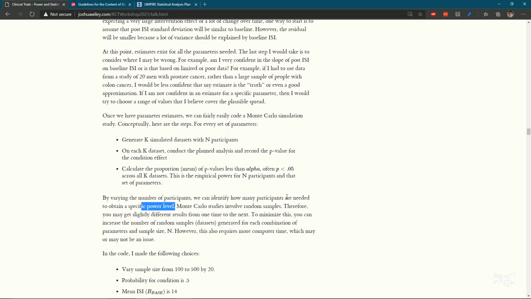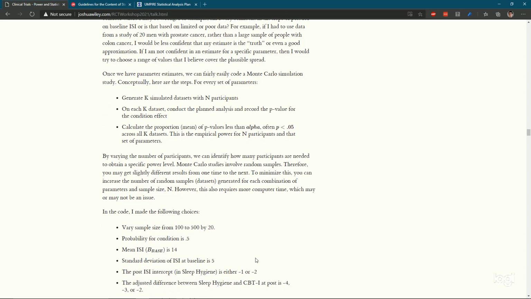Now, Monte Carlo studies involve random samples, therefore you may get slightly different results from one time to the next. To minimize this, you can increase the number of random samples. You can increase k, generated for each combination of parameters and sample size. And this is great because it reduces the variability, gives you a more precise estimate. The only downside is this requires more computer time. If it's really quick, that may not be an issue. If it takes a really long time, you may need to watch that.